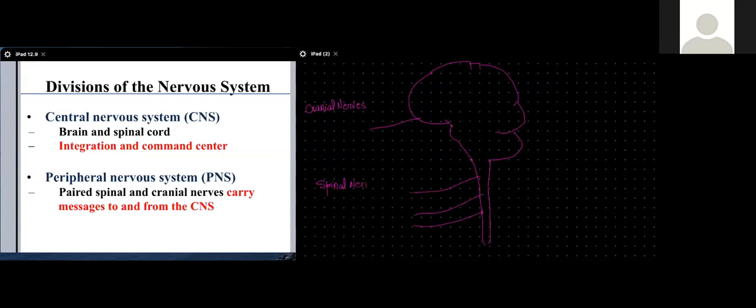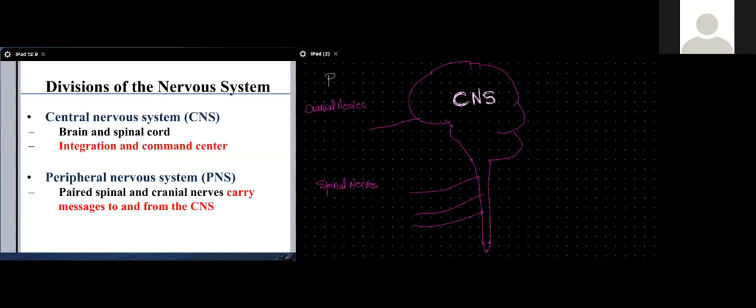So we classify the nervous system anatomically into two major parts. Central nervous system, again, this includes the brain and the spinal cord. This is my CNS, central nervous system.